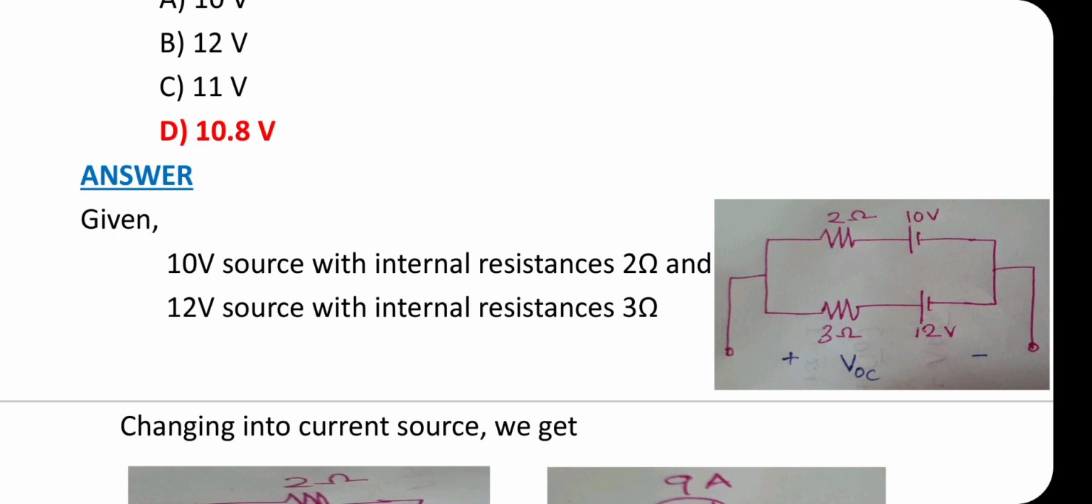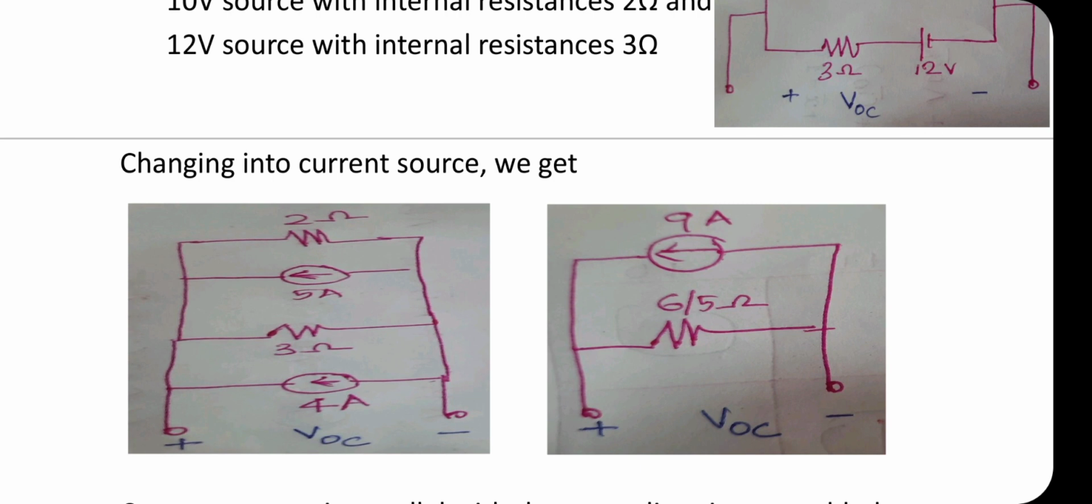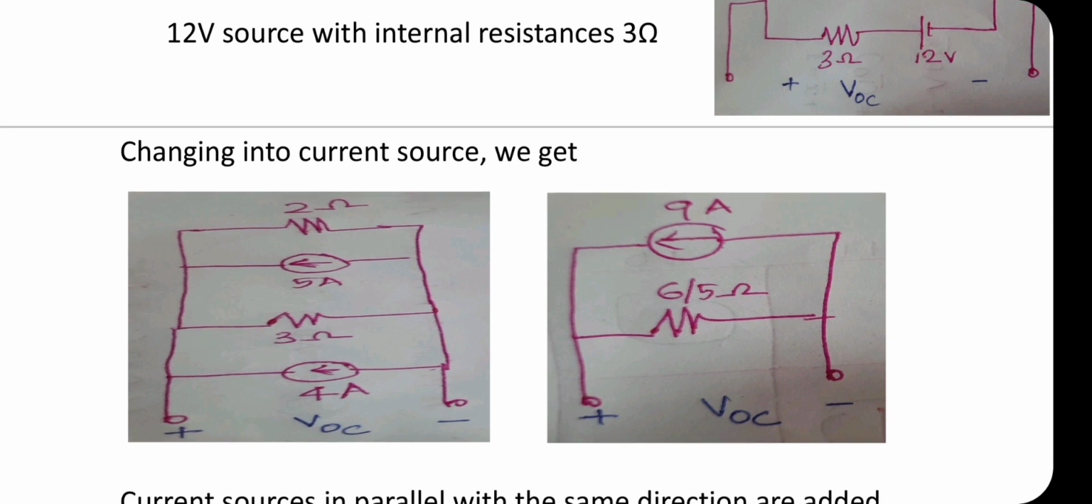The voltage source in series with the resistance can be converted into a current source in parallel with the same resistance. Given voltage sources are a 10 volt source with internal resistance of 2 ohm and a 12 volt source with internal resistance of 3 ohm. Here we connect two sources in parallel with like polarities. Changing into current sources, we get the circuit like the first one.